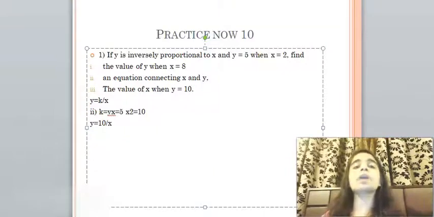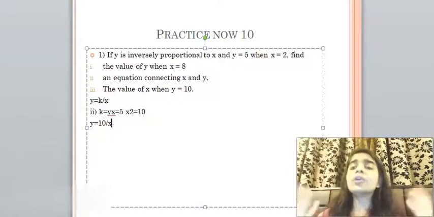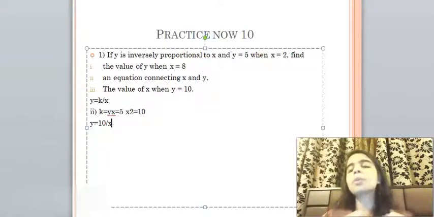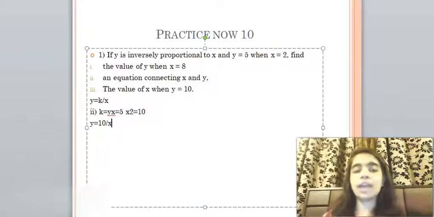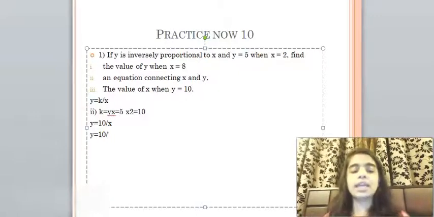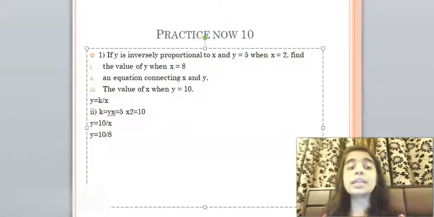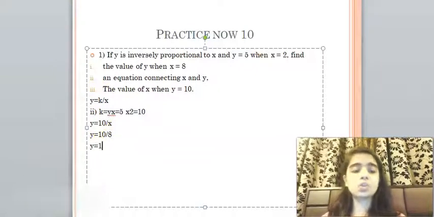Now let's do part 1. Find the value of y when x is equal to 8. And now you know what to do because we've done so many similar questions. You just have to put 8 in place of x. So this will be y is equal to 10 divided by 8. Now, can you tell me, children, what is 10 divided by 8? So, 10 divided by 8 is 1.25. So, y is equal to 1.25.